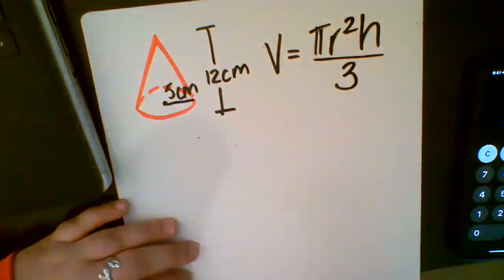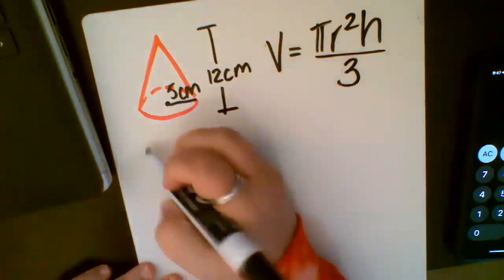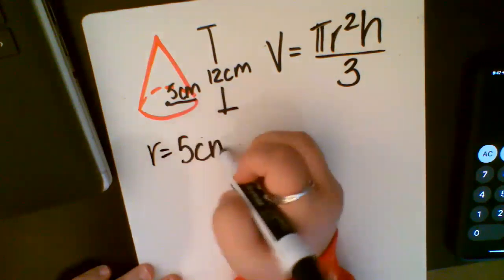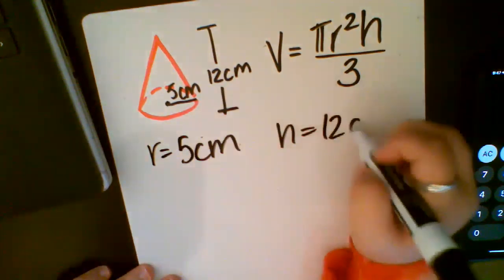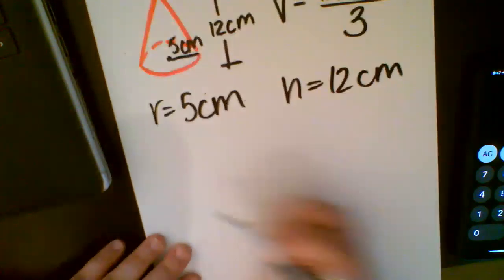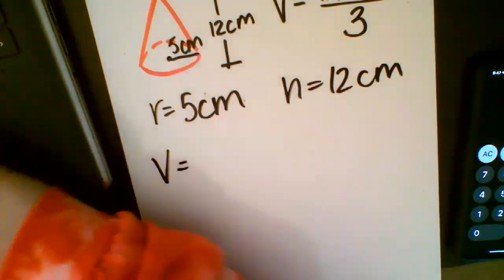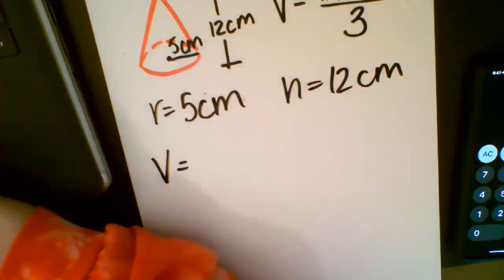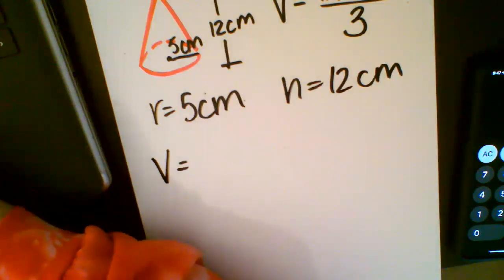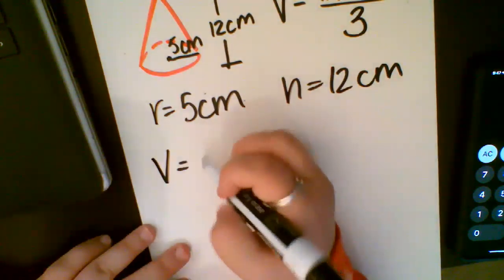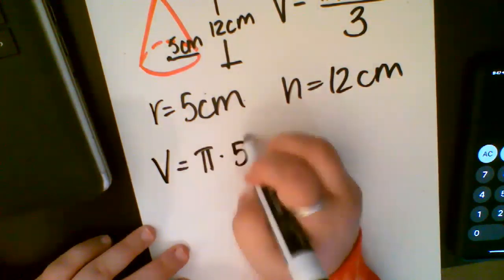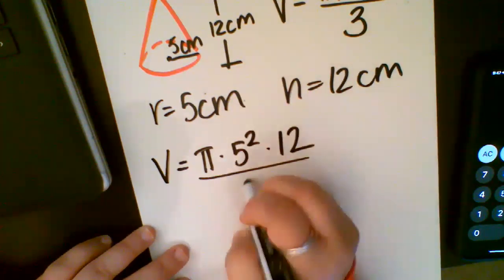Pi r squared h over 3, okay? We got a radius of 5 centimeters here. We've got a height of 12 centimeters here, and we plug them in. All right, so we've got pi r squared h divided by 3.